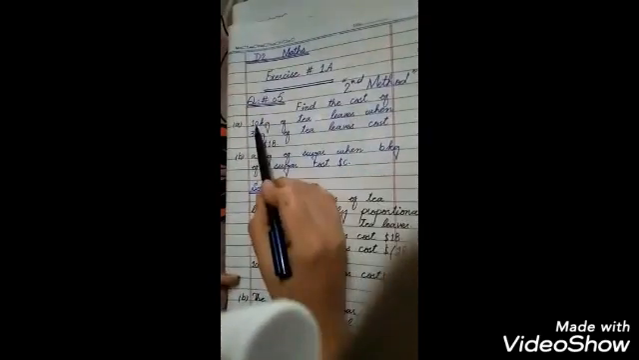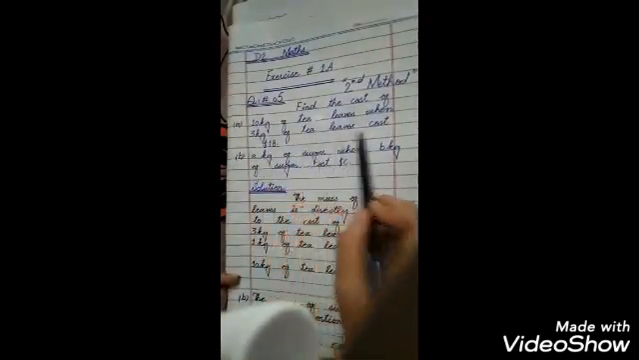Okay, so question number 5 with the second method. Find the cost of 10 kg of tea leaves when 3 kg of tea leaves cost is $18.